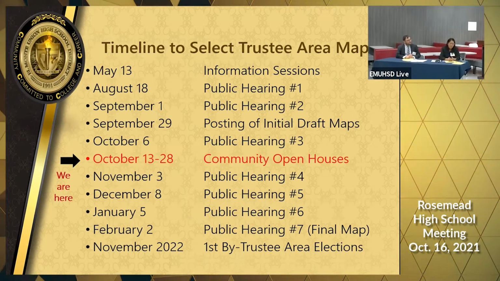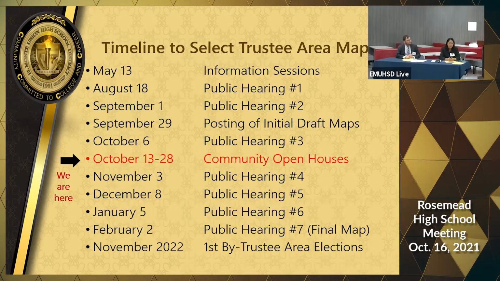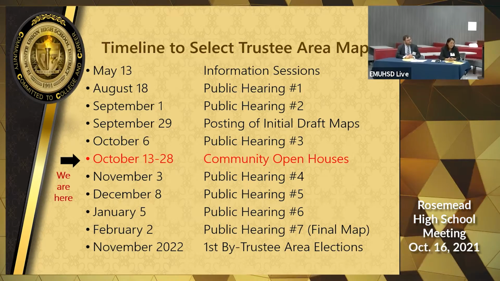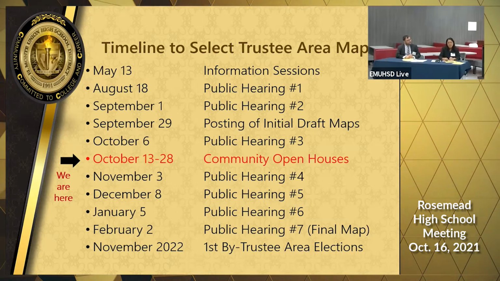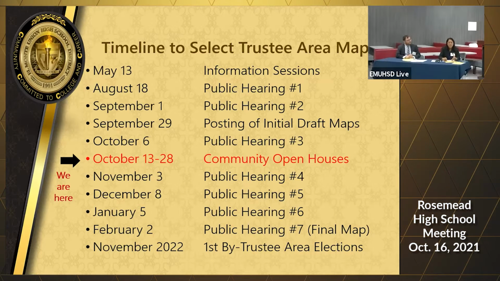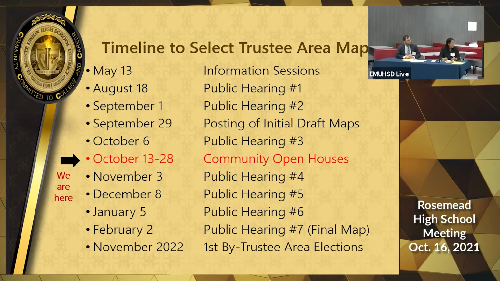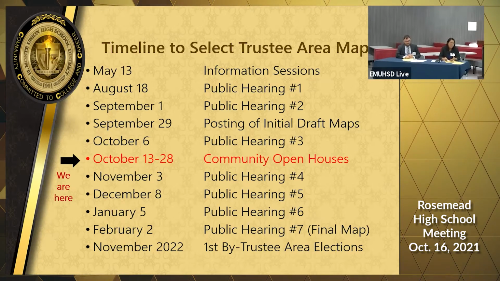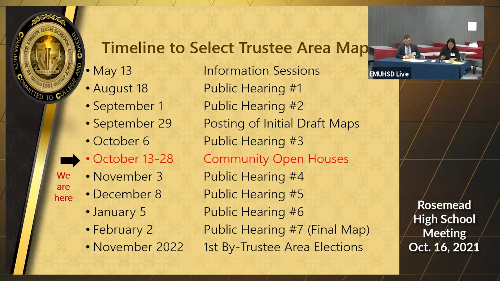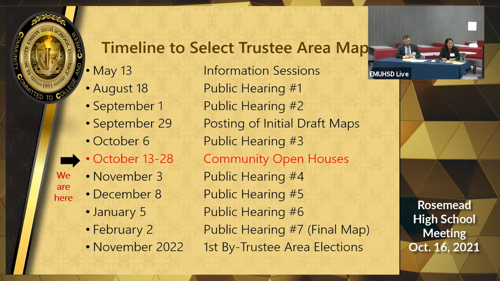In May, again, we started the information sessions, and then in August, we kicked off the mapping process with a public hearing. The public hearing focused on reintroducing the by-trustee process. Then we had another hearing in September, where we discussed the criteria and the composition for the trustee areas.